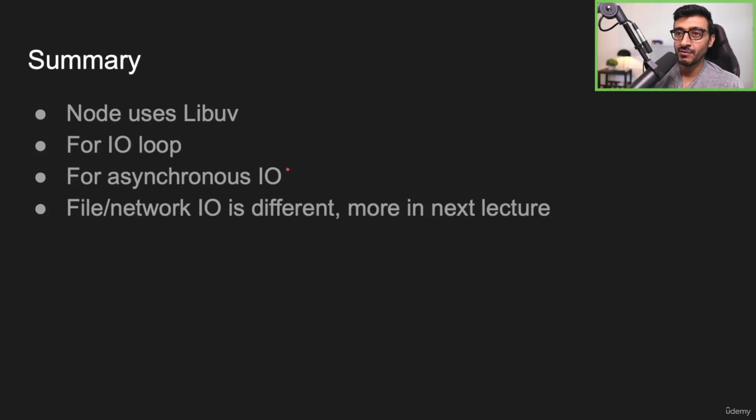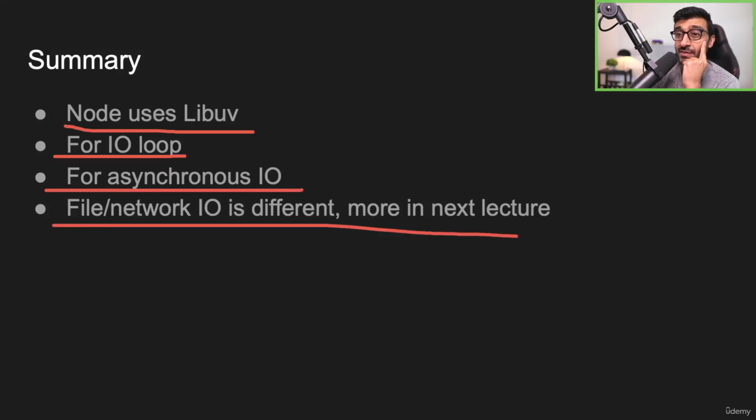Summary. That's the end of this very brief overview of libuv, right? We'll talk about some theory and then we're going to jump into the practical. So yeah, Node uses libuv for I/O loops, asynchronous I/O, and file and network. We're going to do some more stuff. Next, we're going to talk about asynchronous I/O. Stay tuned.